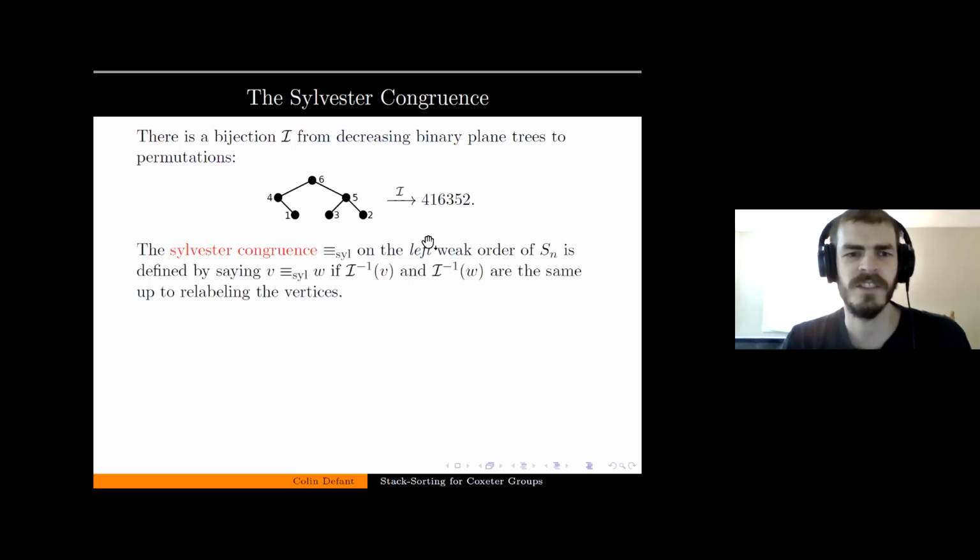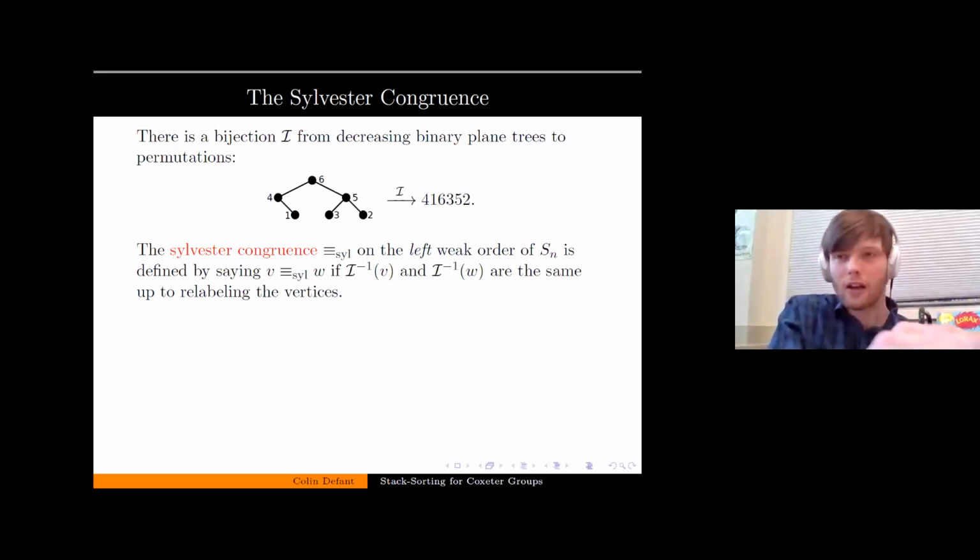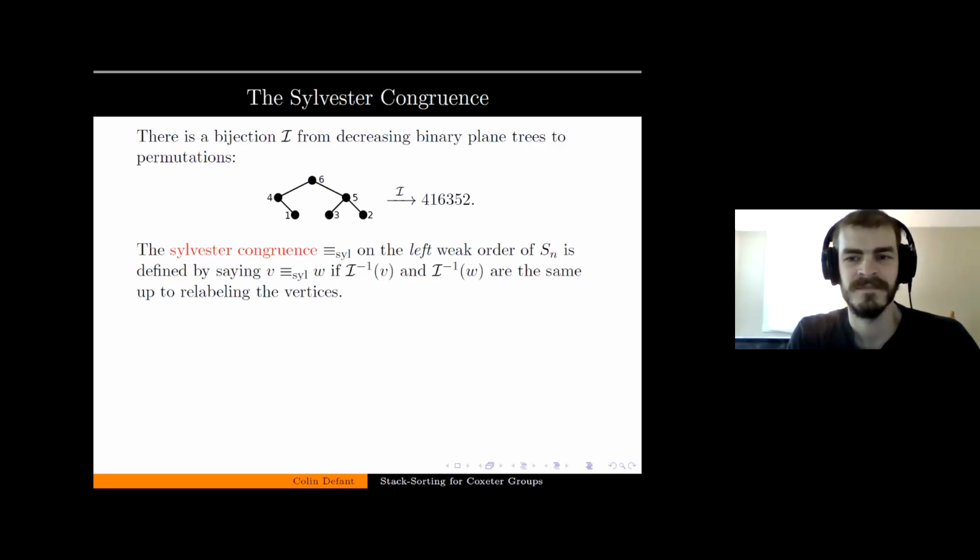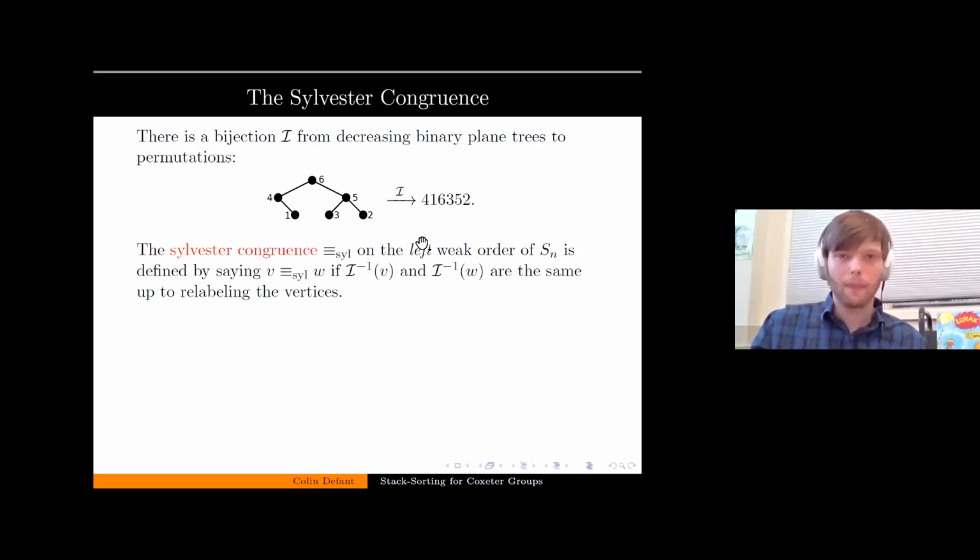And just to check, if year 1 was on the other side of 4, would that be considered a different binary plane? Yes, definitely. If I swung that right edge over to make it a left edge, that would be different. Okay. And it would correspond to a different permutation. Yeah, thank you.